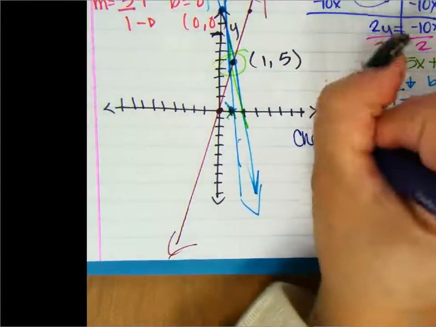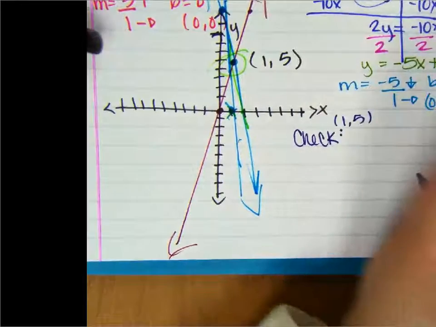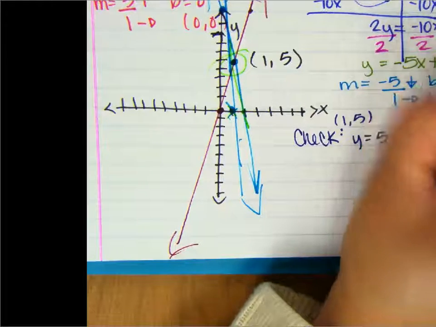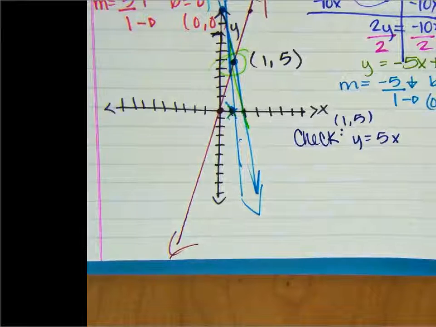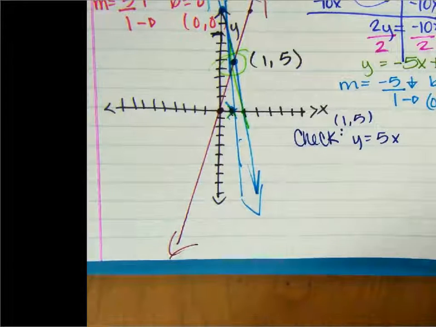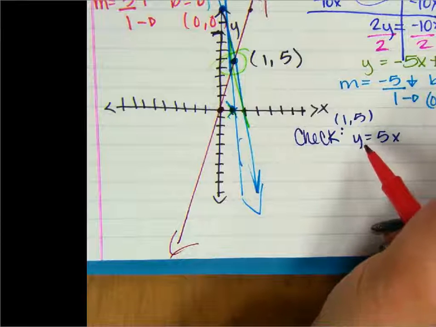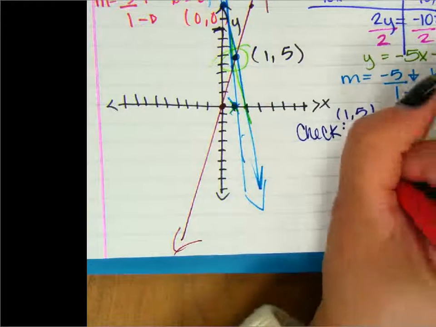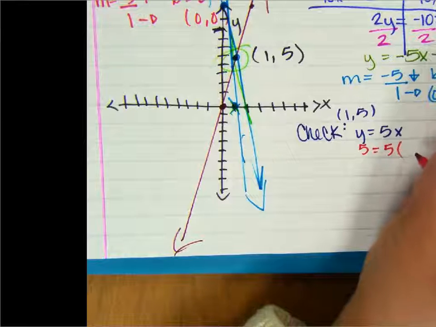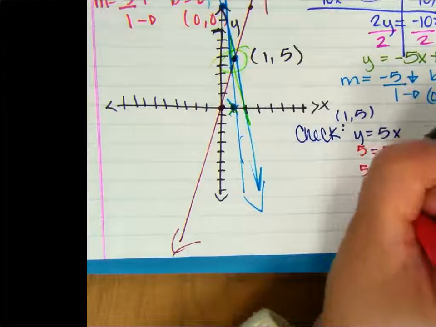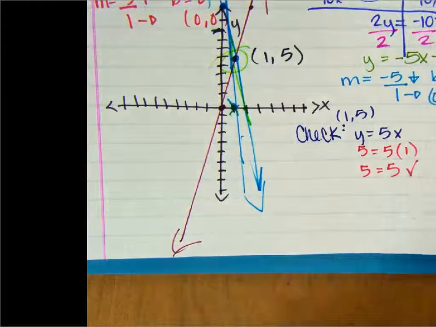All right, let's check. We're going to check 1, 5 on both equations. We're going to start with y equals 5x. We're going to plug in for y, and we're going to plug in for x. What is your y value? 5 equals 5 times what's your x value? 1. So we get 5 equals 5, which therefore works.